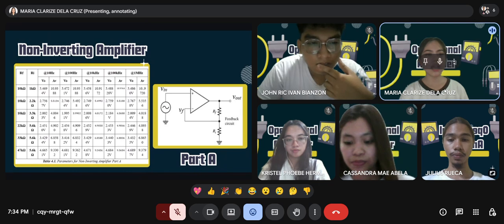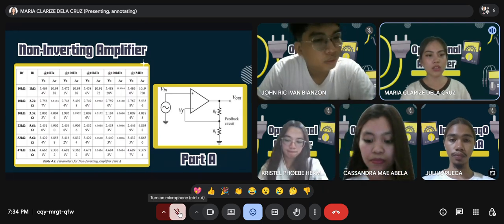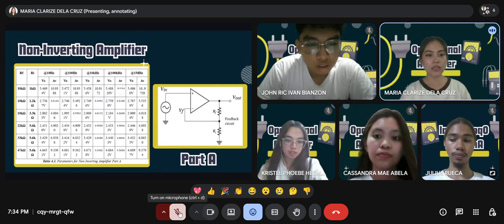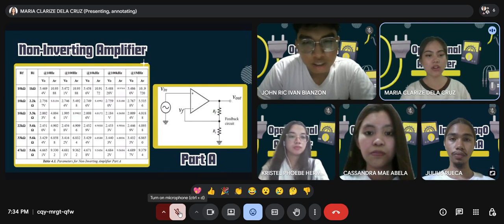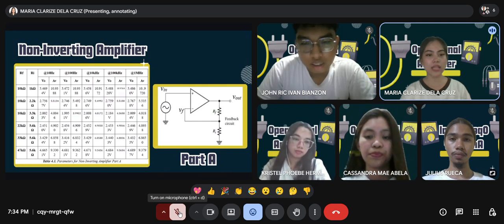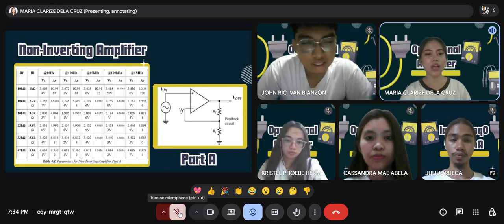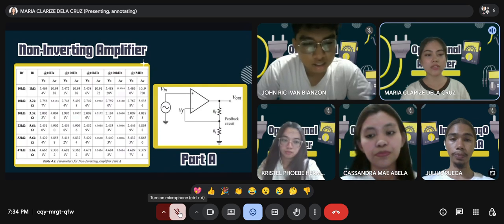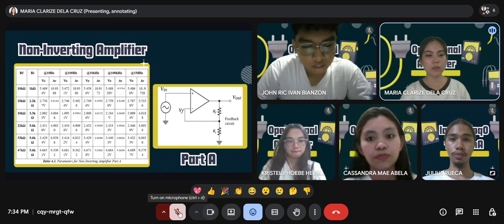Second, let's look at the relationship between the resistors and the gain. The formula of the theoretical gain here is 1 plus Rf over Ri. Lastly, we tested the circuits across different frequencies from 10 Hz up to 1 MHz. To summarize, the data on these slides validates that our non-inverting amplifier successfully amplifies the input signal while keeping it in phase, and our simulation results closely match our theoretical computations.